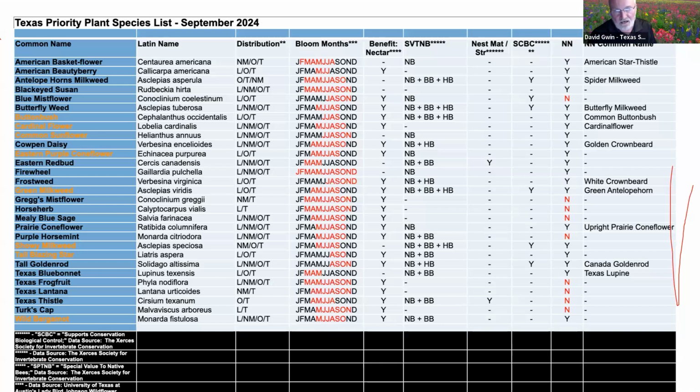NN, the next to the last column, is just meant to signify whether the plant is currently or already in Nature's Notebook, which is the tool that we use, and I'll be talking about that in a minute. These plant species are already in Nature's Notebook.